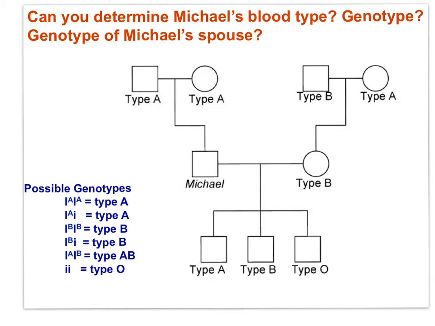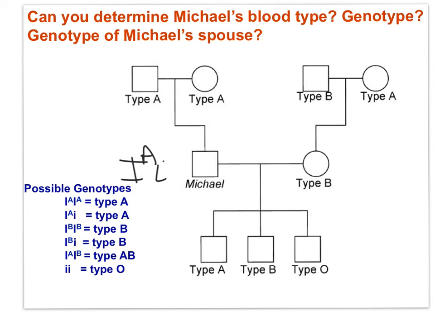You need to recall that there are 3 alleles in the population and that A and B alleles are codominant, while both A and B alleles are dominant to O. Michael must be type A because he passes an A allele to one son. Michael must have the genotype A-O as he passes the O allele to a type O son.